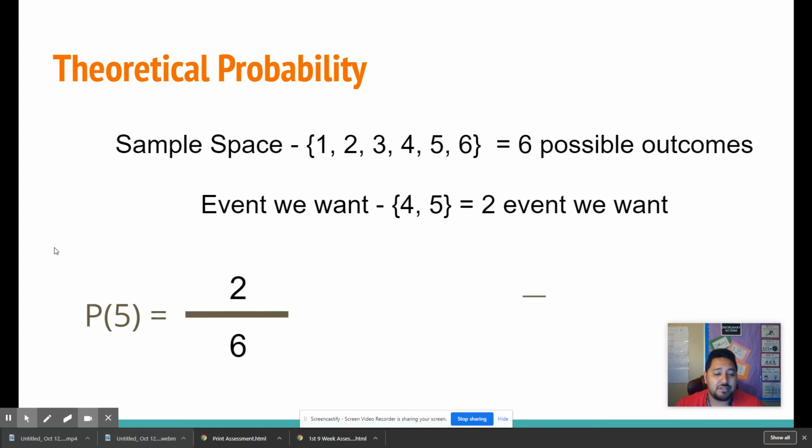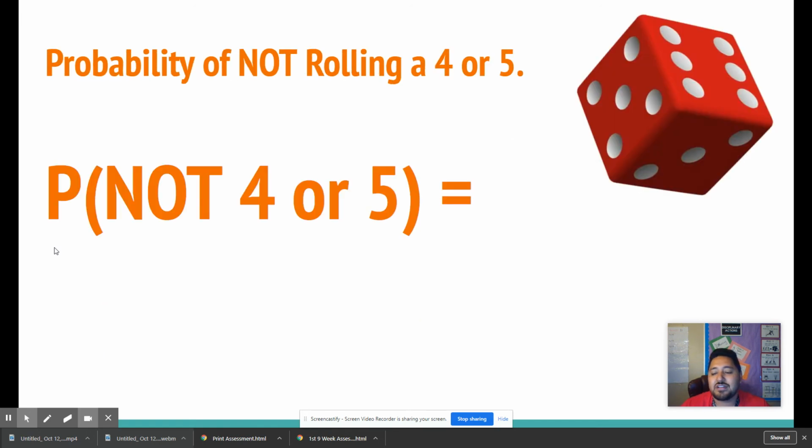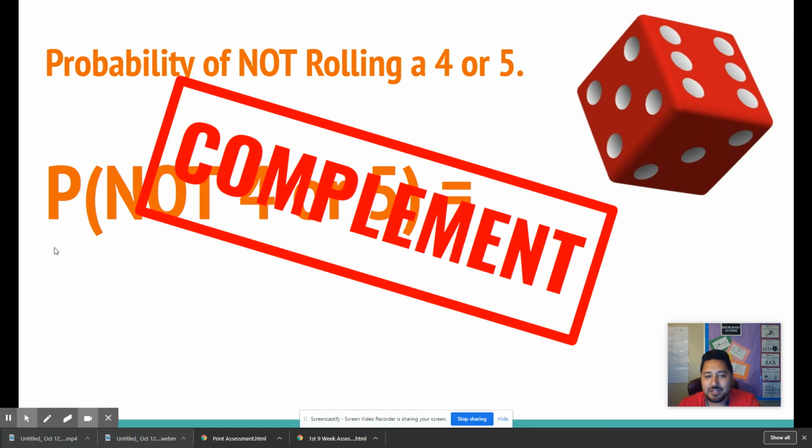So that would be 2 out of 6, or 1/3 if we reduce it, which is also 0.33 repeating, or about 33% if I round it. I hope that makes sense. So now let's go into its complement. The complement of the probability of rolling a 4 or a 5 would be not rolling a 4 or a 5. So let's look at this. That would be its complement.